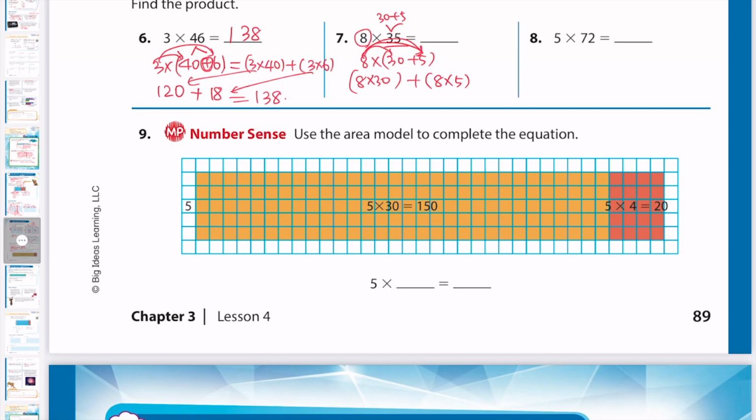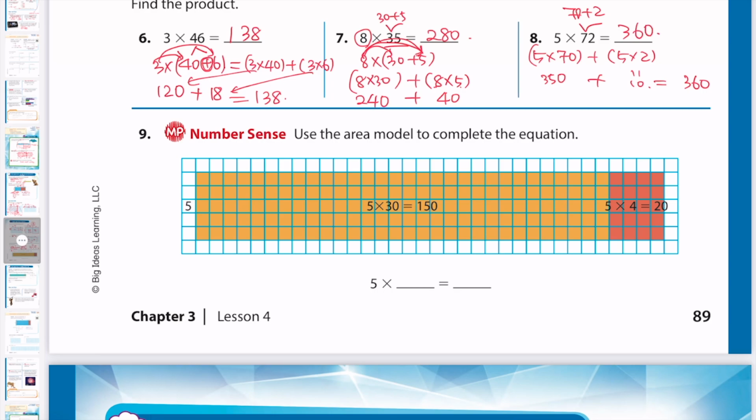So what is 8 times 3? 24, and a 0, right? And 8 times 5 is 40. So the answer, when you add them together, is 280. Now, number 8, I'm going to split it into 70 plus 2. Now 5 times 70 is what? Plus 5 times 2, we know this is 10. This is 35, and one more 0, and then add, it's 360. You got it? All right.